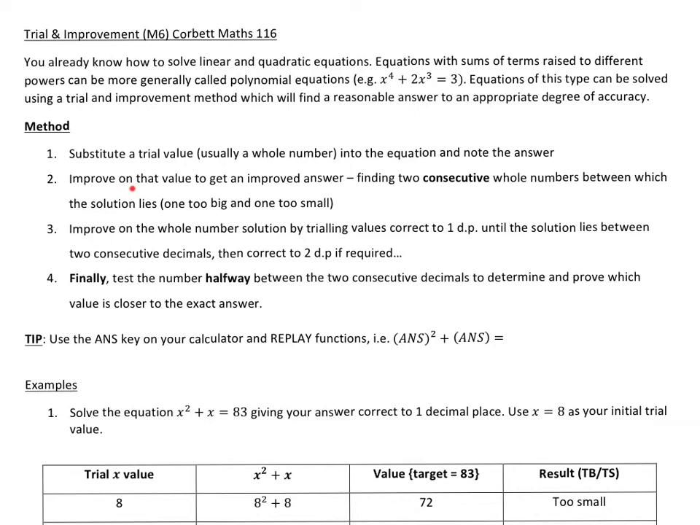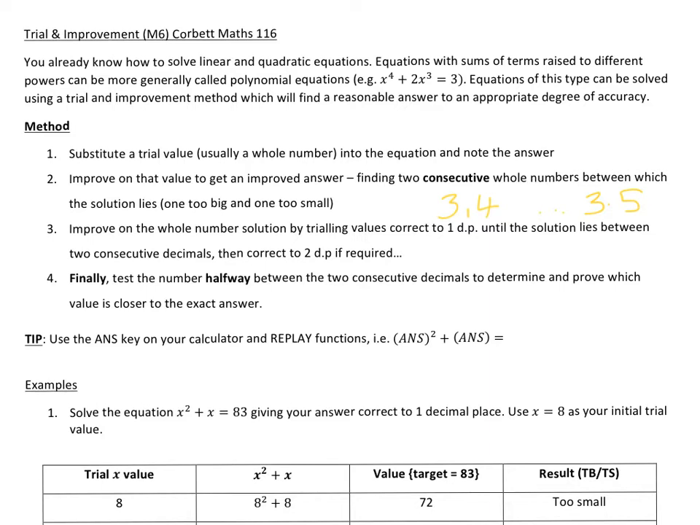So the first thing we do is we substitute a trial value into the equation. It's always a whole number at this stage. Improving that value to get a better answer. And once we have two consecutive numbers, two numbers that follow each other, in between which the solution lies, in other words, one would be too big and one would be too small, then we go to one decimal place. So if, for instance, our guess worked out to be between 3 and 4, then we would go on to look at 3.5. And then again, depending on whether it would be too big or too small, we would then go back and try another value.